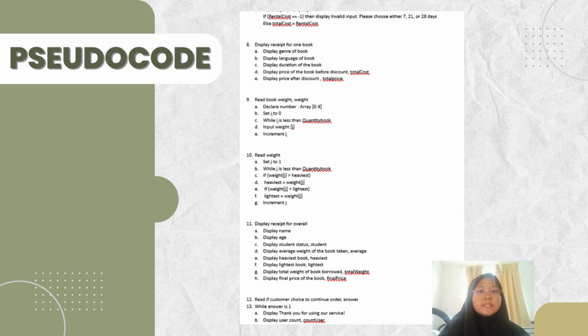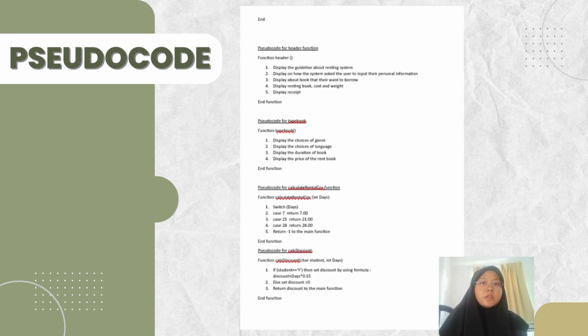While answer is 1, then display count user. Pseudocode for the header function displays the guideline about the renting system, the manner to ask personal information, the book information, cost, weight, and receipt. Pseudocode for the typebook function will display the choices of genre, language, duration of book, and price of the rent book. Pseudocode for the calculate rental cost function uses a switch. Case 7 days return 7 ringgit. Case 21 days return 21 ringgit. Case 28 days return 28 ringgit. Then return -1 to the main function.